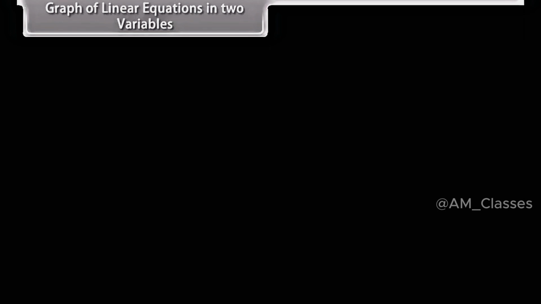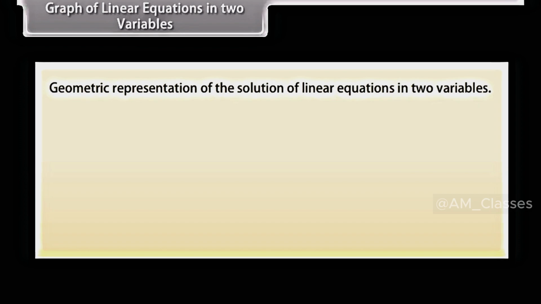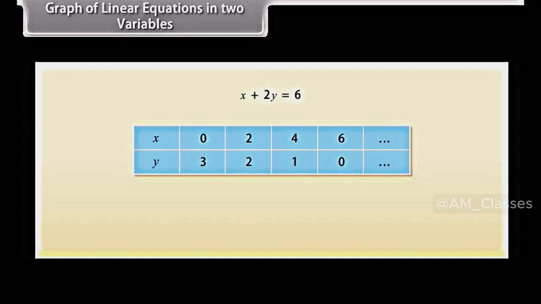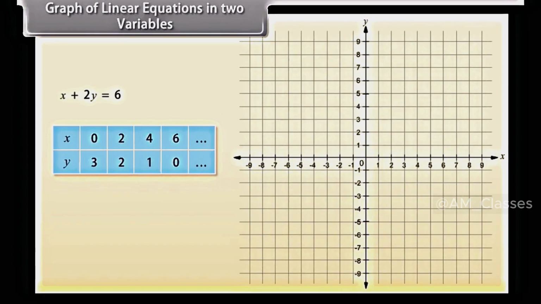Graph of linear equations in 2 variables. Now let us look at the geometric representation of the solution of linear equations in 2 variables. Look at this table. The solutions of this given equation are expressed in the form of this table. These are the values of x and these are the values of y. Let us now plot these points on a graph paper. Let's first take value x as 0 and y as 3. This is the point we have obtained. Similarly, mark other points on the graph using these values.